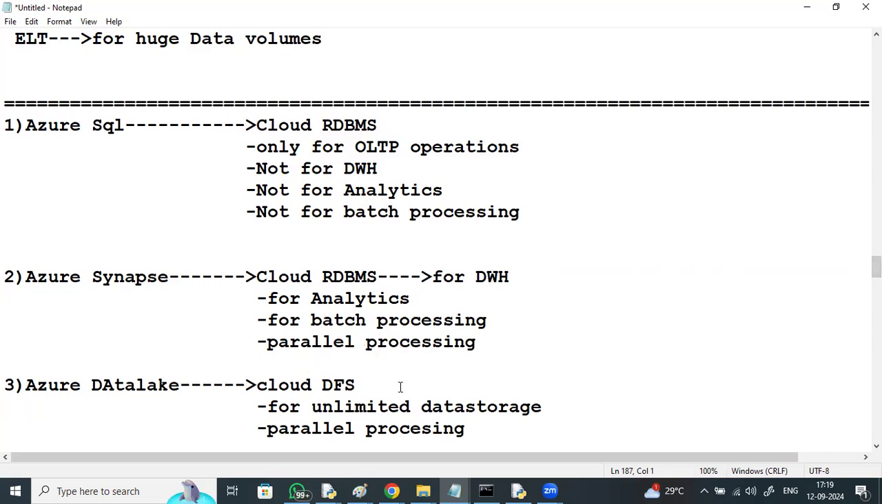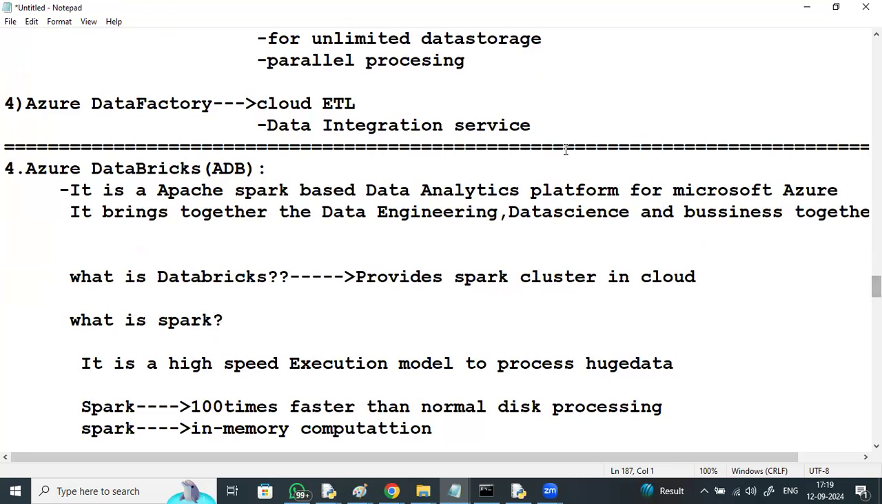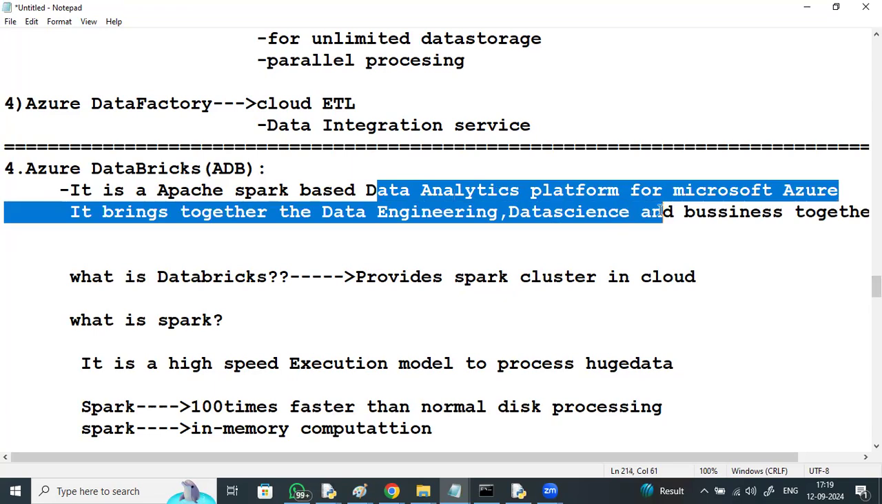Cloud distributed DFS, right? It's a file system for unlimited data storage. Parallel processing, it's for parallel processing. And here, ADF, Cloud ETL, so a data integration service. I was talking about Databricks in the last class. Apache Spark-based data analytics platform.